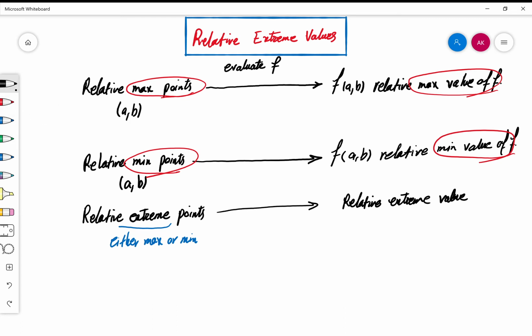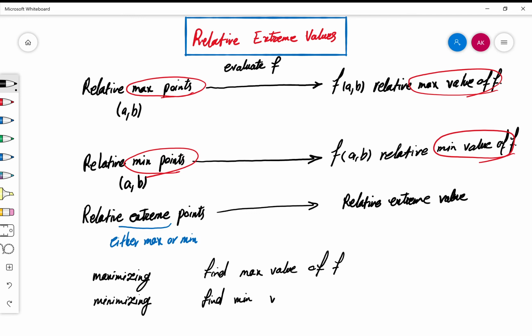Another terminology that you may hear me using is maximizing and minimizing. Both of them mean find max value of f and find min value of f. And again there's a word that puts these two things together, it's called optimization or optimizing.